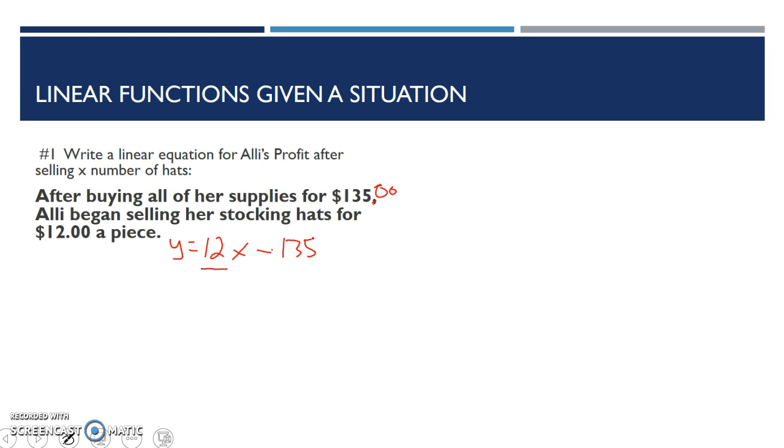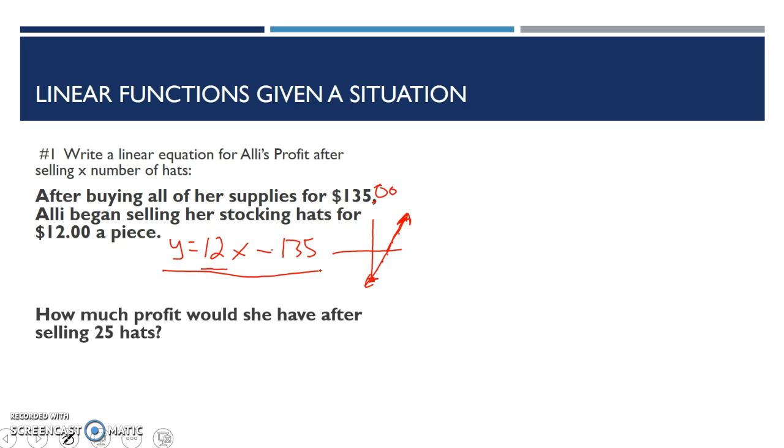So if we were to graph this, it would really look something like this. We'd be all the way down here at negative 135, and every hat she sold, she would get $12 more, and it would go uphill and look something like this. She's going to start off in the red, in other words, losing money for a while, but it'll be a while before she starts to make a profit. But once she does, she'll be off and rolling because she'll have paid off her debt of $135, and then every hat that she sells would be $12 more in profit that she makes. But this is the linear equation we would use.